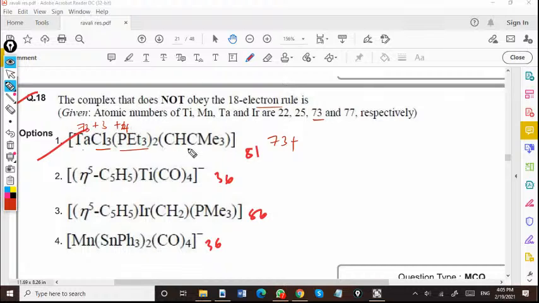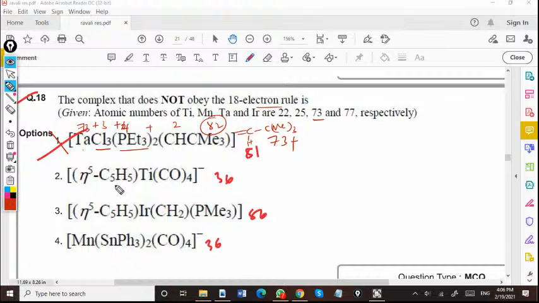And this is CH2 with trimethyl, so it is going to have 2 electrons. So the total is 73 plus 3, 76, plus 4, 80, plus 2, it is 82. If it were 18 multiples, it would be 86, not 82. So this is not obeying the 18 electron rule.